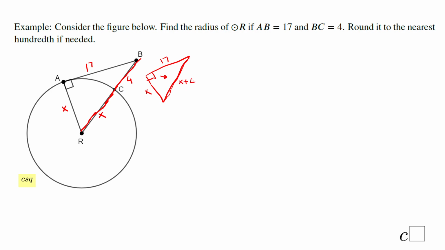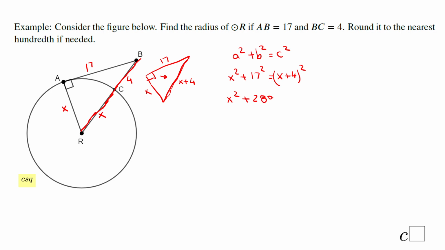Now I'm going to use again the Pythagorean theorem: A squared plus B squared equals C squared. So what do I get here? We get X squared plus 17 squared equals (X plus 4) squared. So now we're going to have here X squared plus, let's see how much 17 squared is. 17 squared is 289.